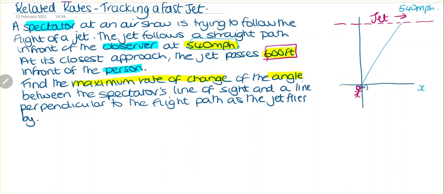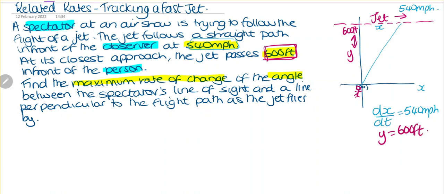So this is our x-axis, so this is going to be our x. Our change in x with respect to time is going to be 540 miles per hour. Now, it also says here that the jet passes in front of the person at 600 feet. So the height is 600 feet. So this is y. y is going to be 600 feet. The angle that's formed, we don't know.